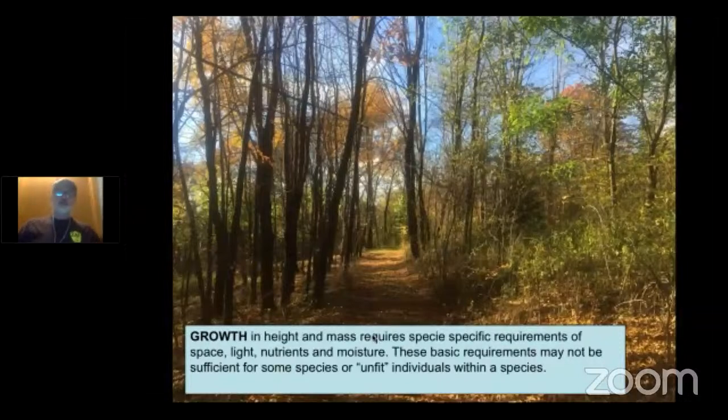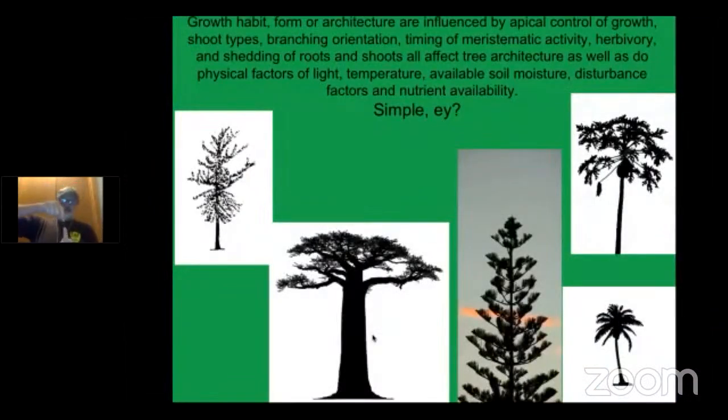So the growth habit and the form is influenced by the apex, the apical control, the apical meristem, the bud at the top. It has all kinds of chemical controls going on that determine how fast the lateral branches grow, which directions they'll go in, how fast its own cells reproduce, and so on. All of these things influence the tree architecture. So as you see, it's simple, right? It's complex, but it's not complicated.